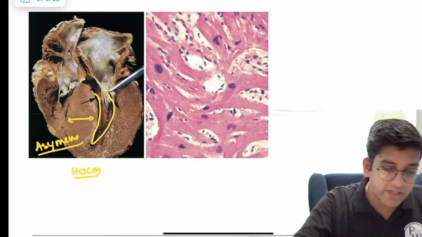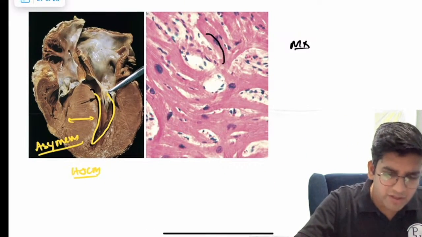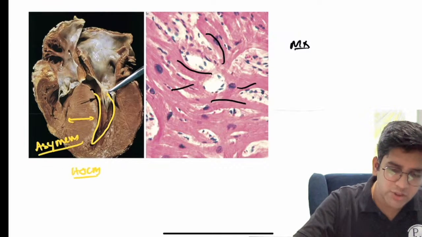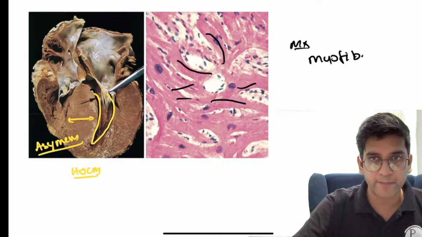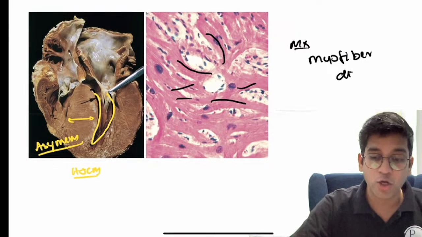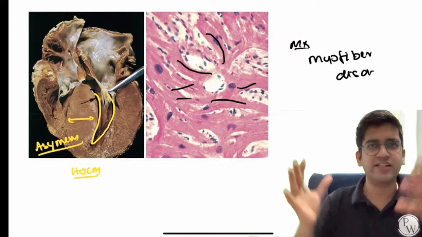And what's a microscopic finding of HOCM? You have all the fibers going in a very different direction. We call it a myofiber disarray, helter-skelter pattern, or a myofiber disarray. Helter-skelter is here and there, that's all.